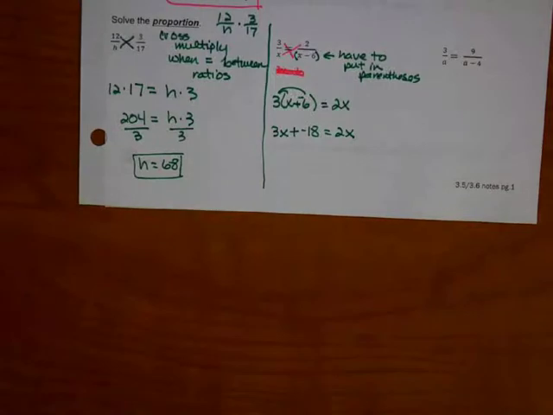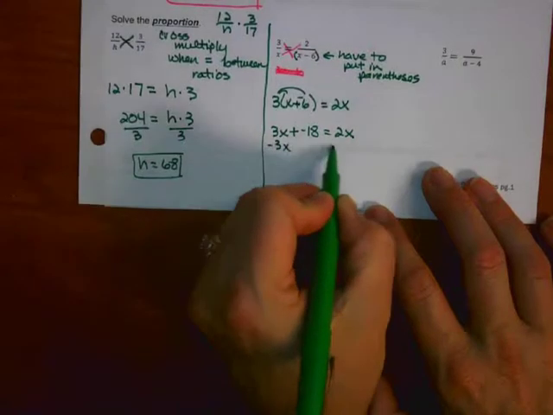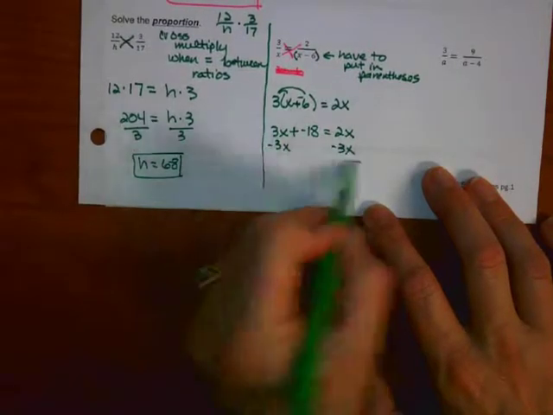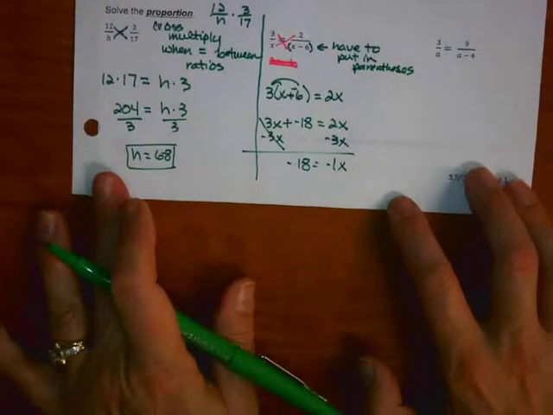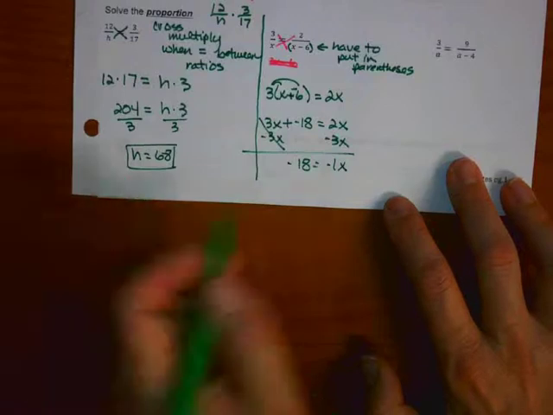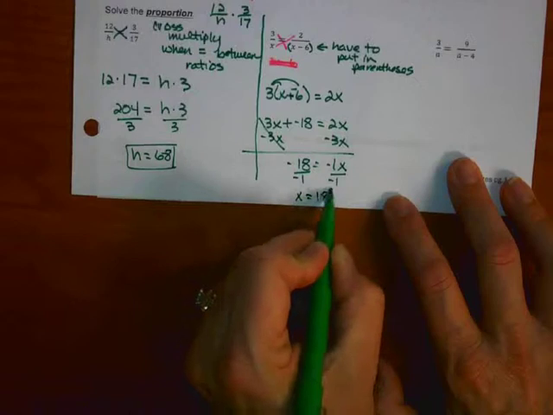Yesterday, how many times did I say move the variable first? A lot. Some people did, but some people didn't, and they weren't getting the right answer. So move the variable first. I'm going to move this one because if I move that one, I'll get 0. Negative 1x. Divide by negative 1, negative 1. X equals 18.